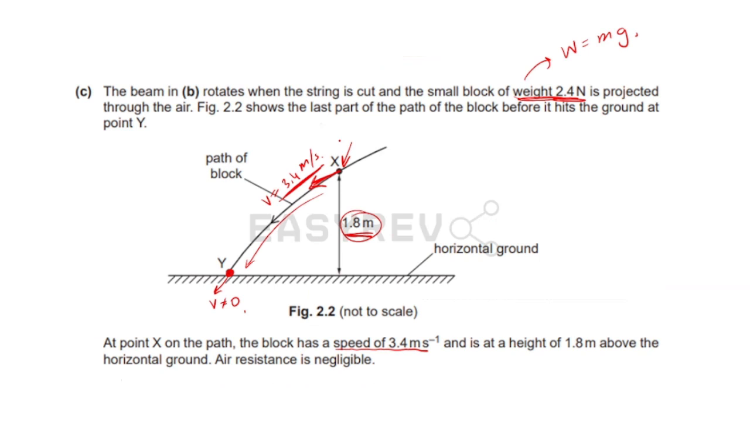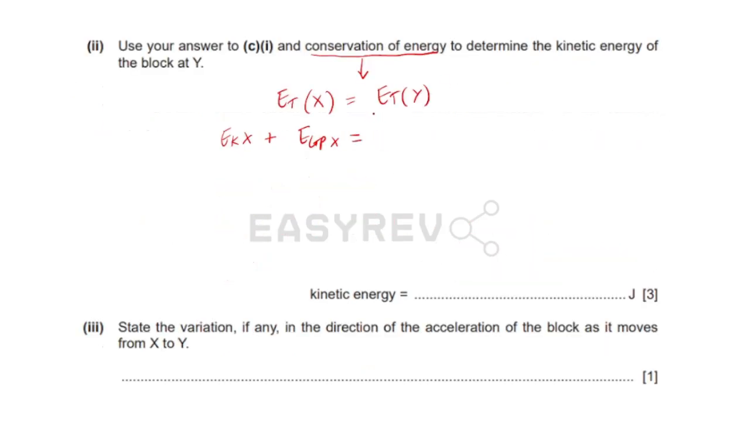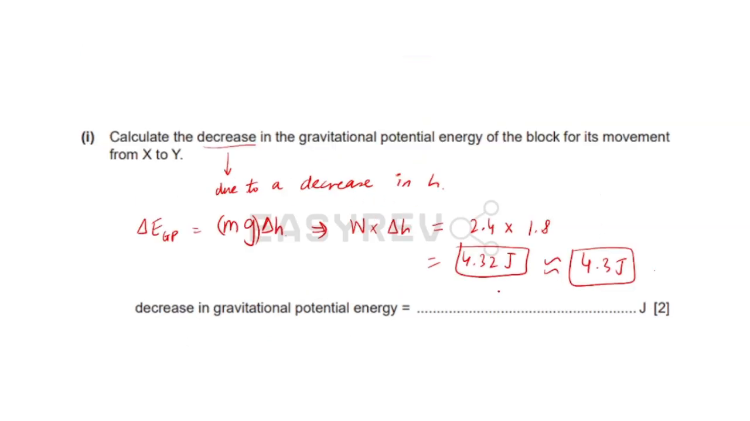Whereas at Y, there is no vertical height that the object has, meaning there is no gravitational potential energy. So there is nothing but kinetic energy at Y. So I'll write that as Y. And it's this value that we want to find. So it's just a matter of figuring out what the kinetic energy and gravitational potential energy is at X. Now, the kinetic energy would just be half mvx squared and the gravitational potential energy would be mg delta h. And that would be kinetic energy at Y. We have already figured out what the gravitational potential energy at X is. That's going to be 4.32.